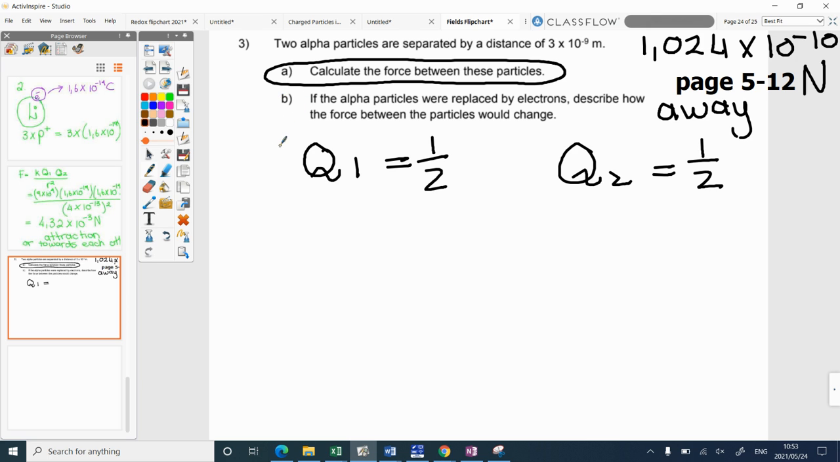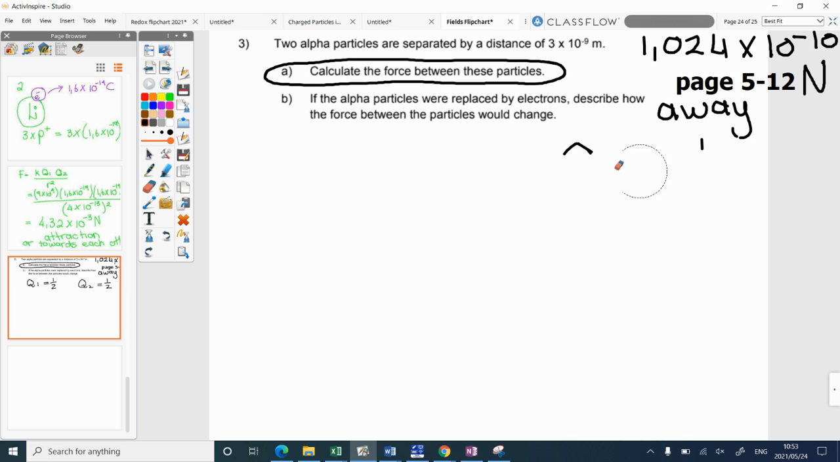Yes, because the charge on one of these alpha particles was 2 times 1.6 times 10 to the minus 19. Now it's going to be 1 times 1.6 times 10 to the minus 19, because the charge on one electron is just... 2 electrons? Oh, okay, wait, let me draw it. I see the confusion, don't worry.